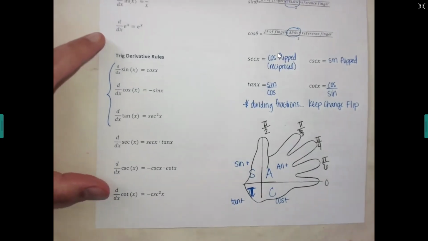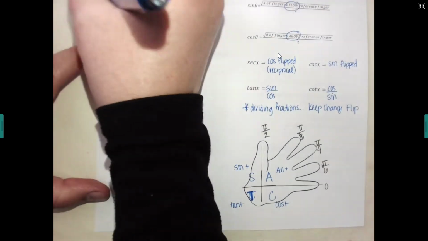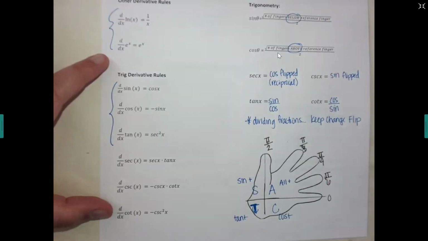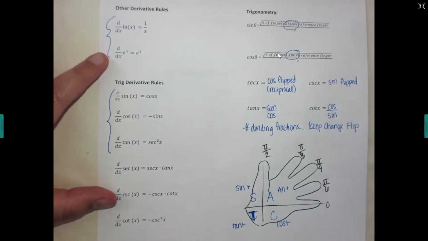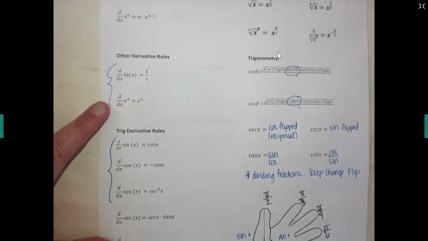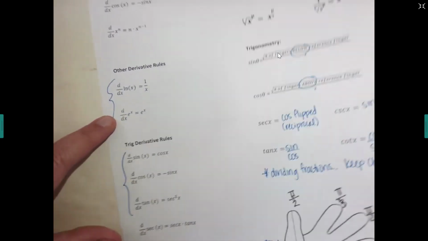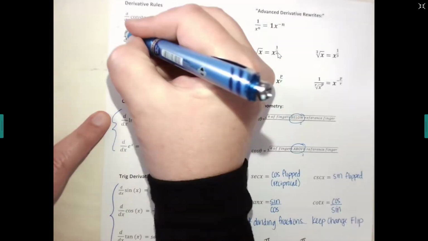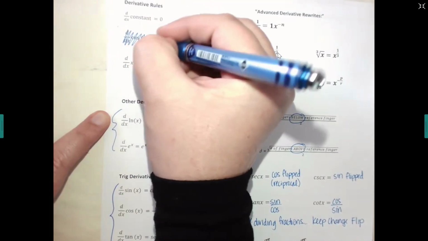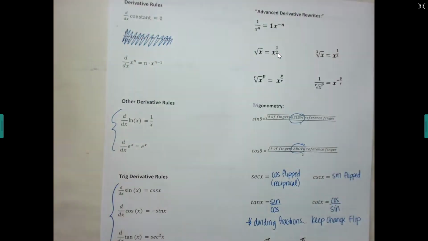Okay, ln, the derivative is 1 over x. e to the x, the derivative is its own self. You should know those 2. Then up at the top, you have your power rule. The derivative of a constant is 0, and then I don't know how I copy pasted this, but it is true. It just doesn't really go there.